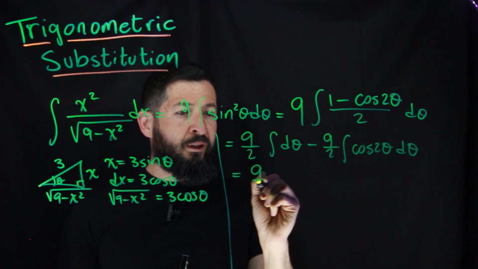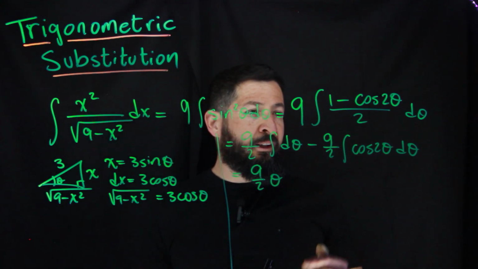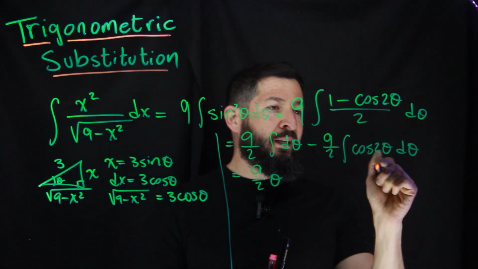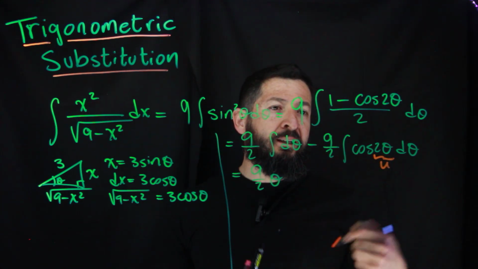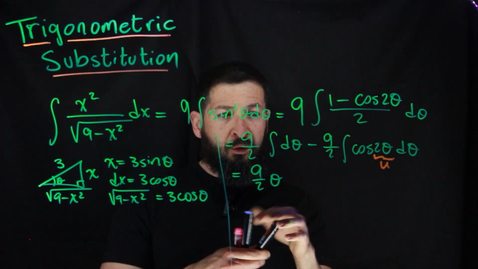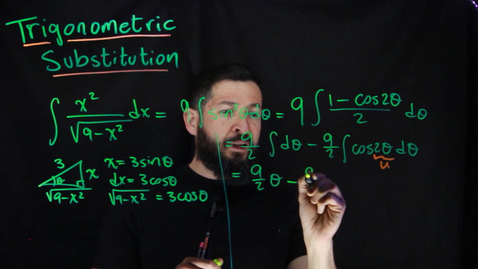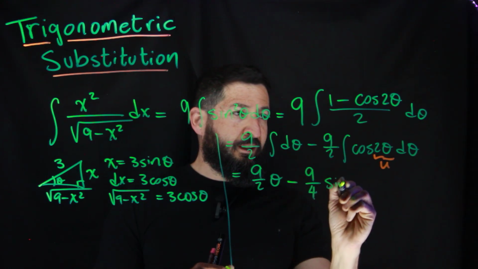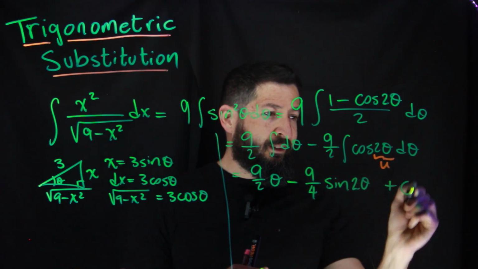Now, the first one is just a theta, because you're just integrating this one. Now here you need a u substitution. So you're going to make this your u equals 2 theta. du is going to be 2 d theta. So you're going to have to divide by 2 whenever you do your whole substitution. Please go ahead and pause the video, do your u substitution, and make sure that you get this 9/4 of the sine of 2 theta, and then plus c.